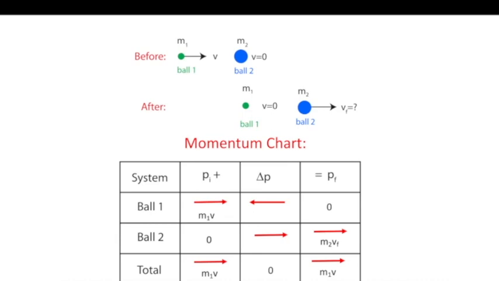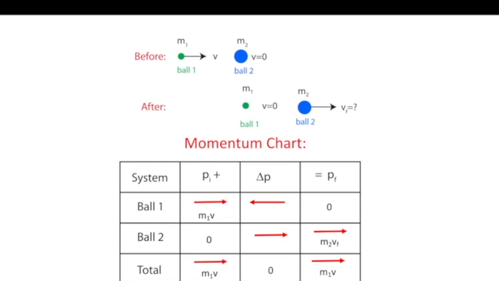And let's say we were asked what the final velocity of ball 2 was. We can now easily solve it because m1 times v initial has to equal m2 times v final. And in this case, if m2 is larger, like it appears to be here, then we know that, of course, the v final is going to be smaller because it has the same momentum but a larger mass.